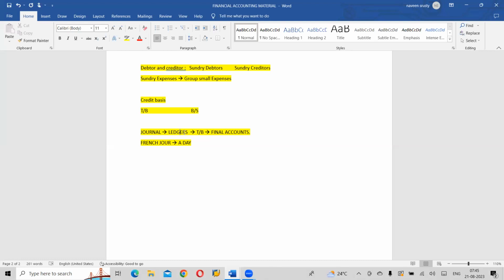Each and every account in the ledger will either come under a group called personal accounts, or fall under a real account, or fall under a nominal account. Whatever accounts are there in your business, that ledger account will come under either personal accounts, real accounts, or nominal accounts. Understood my point? Yes, Naveen. Right?